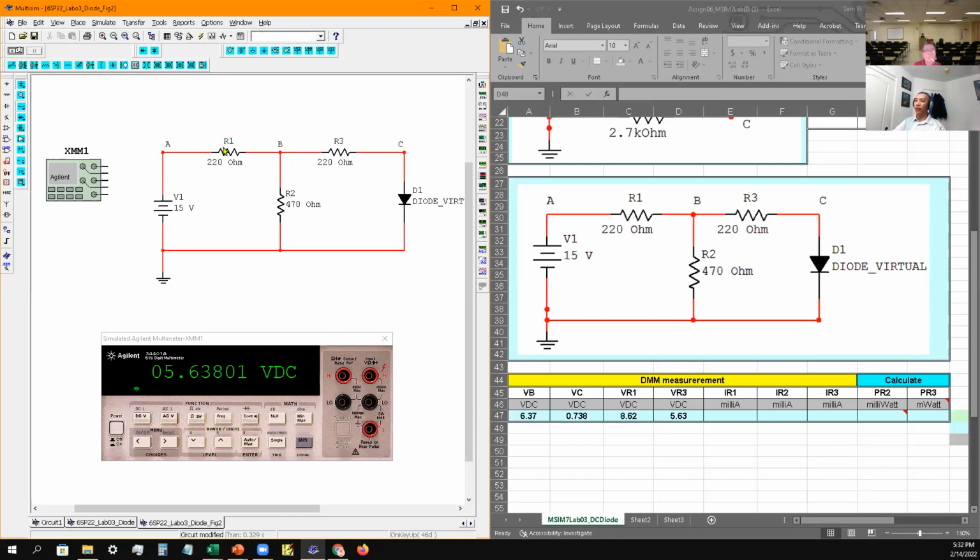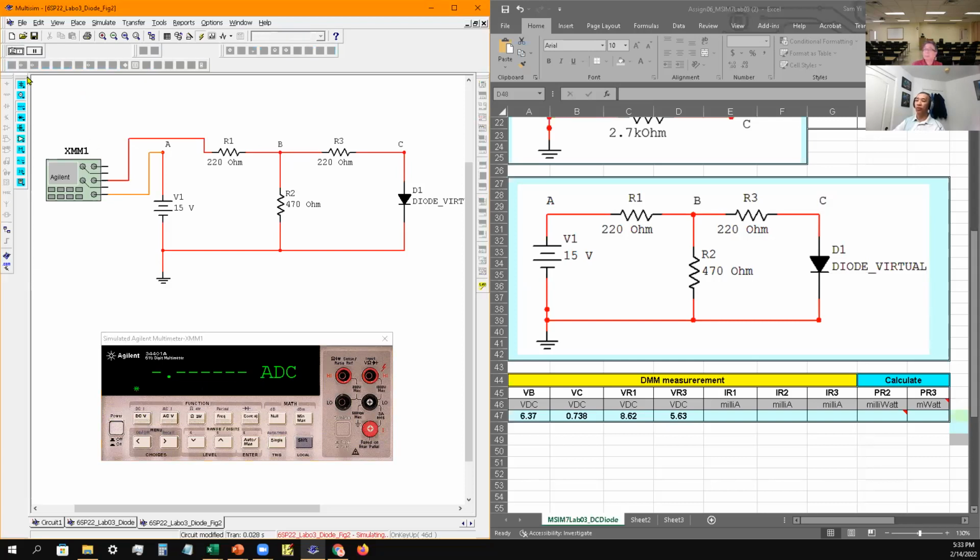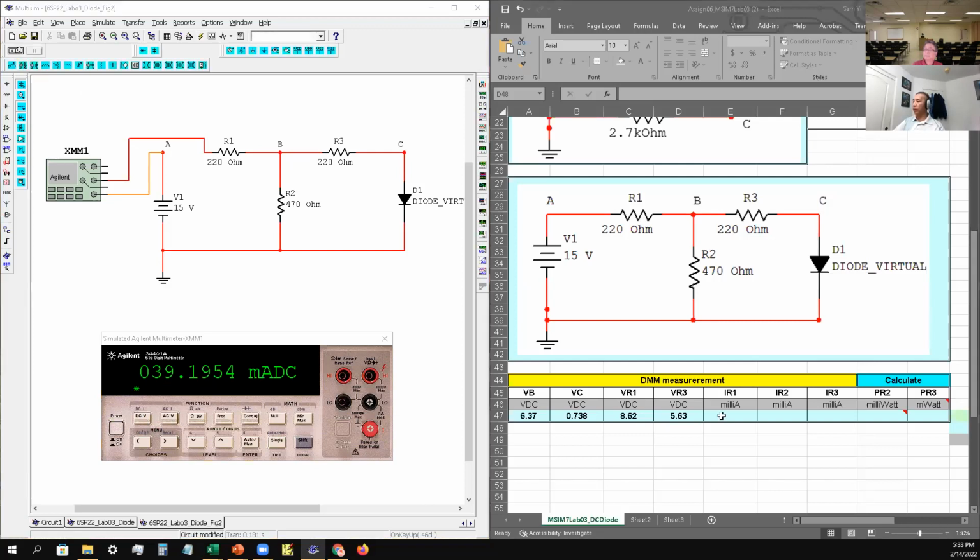So for IR1, disconnect this. R1 is right here. I can measure before or after, it doesn't matter. I disconnect there and put my high side, the I, that represents current, onto the other side where you disconnected. Now we have to change the mode, shift DCV, to change it to current mode. Turn on your simulation. Okay, turn off simulation. This is 39.19 millivolt. So 39.19 millivolt.